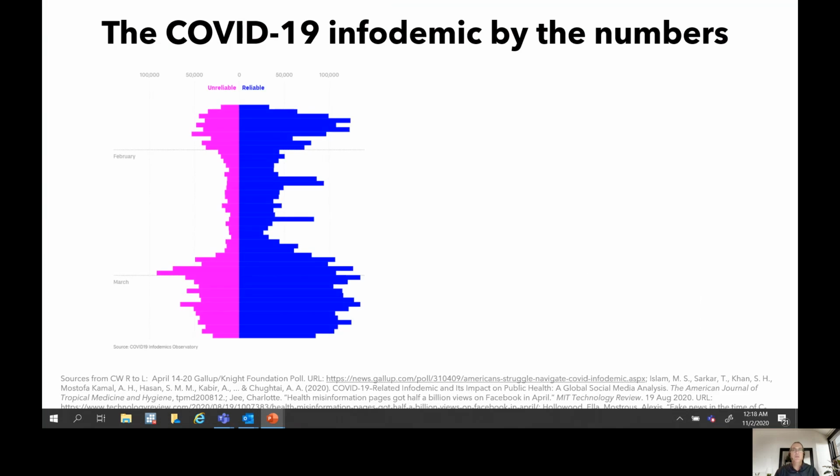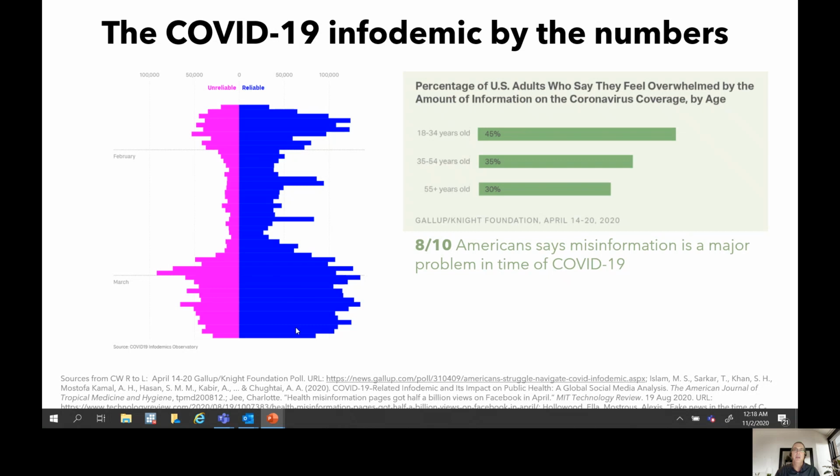So I just want to run some numbers by you in terms of the COVID-19 infodemic. Number one, this is looking at February and March, just the volume of unreliable information and reliable information. And so just the sheer volume alone can create infodemics. It's this overabundance of information or misinformation, and then trying, as you're being bombarded by this, to differentiate what's reliable and unreliable.